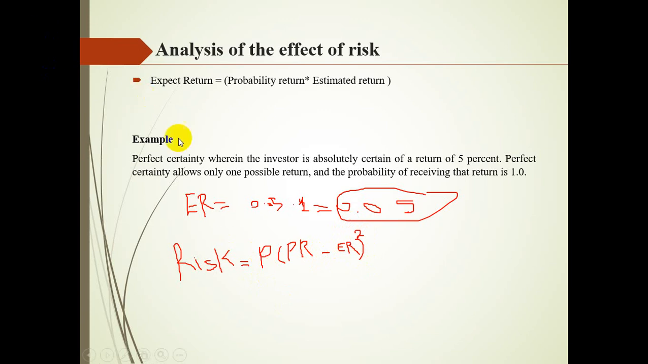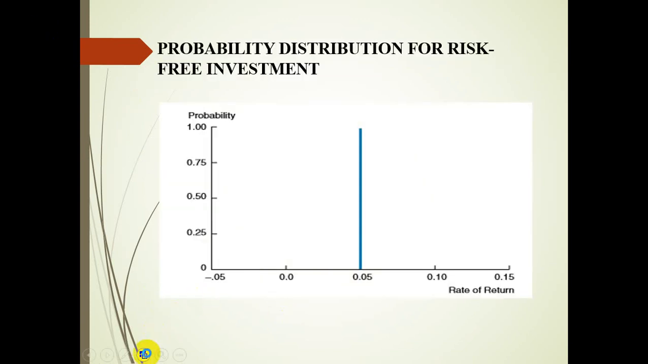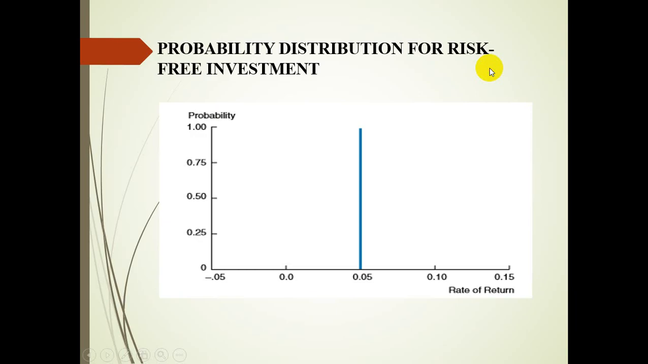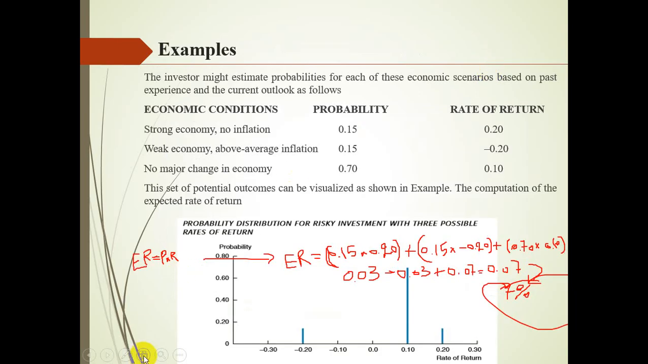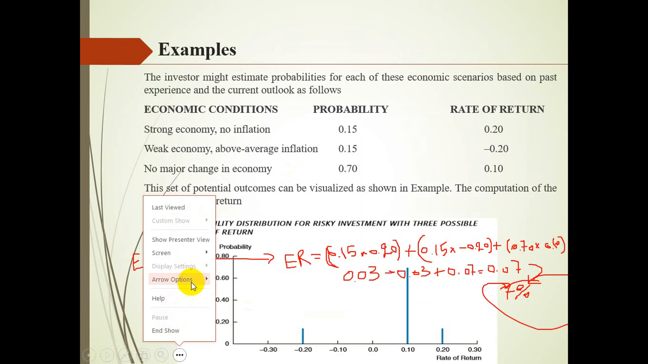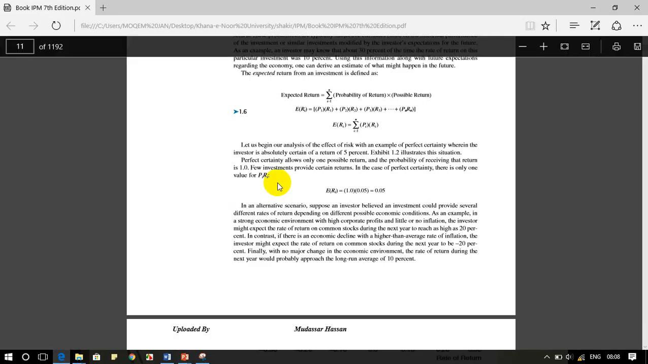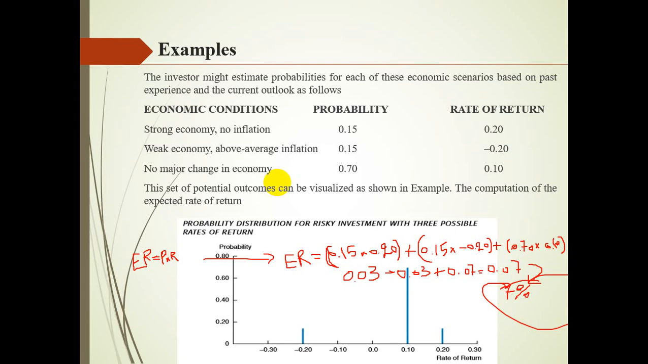We have the probability here in the question, as we did in the last session when we opened the slides. Let me show you that. See, here is the very first question. So my probability is 1 and my expected return is 0.05, so I have found it.